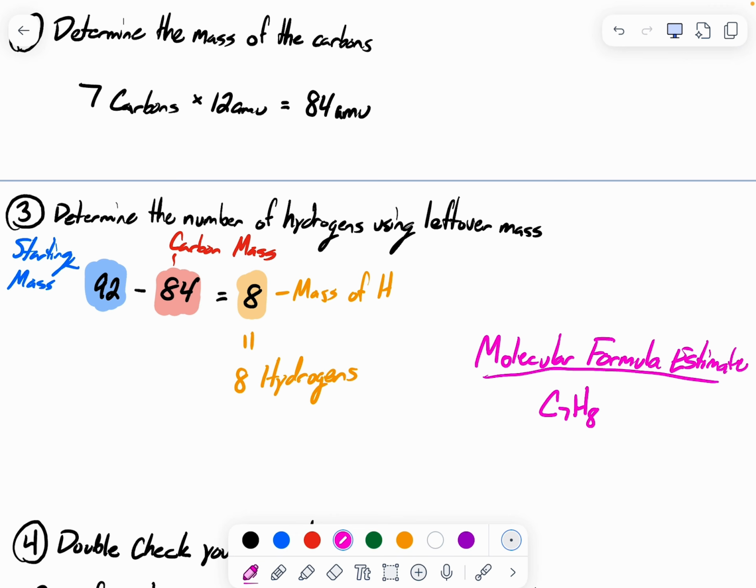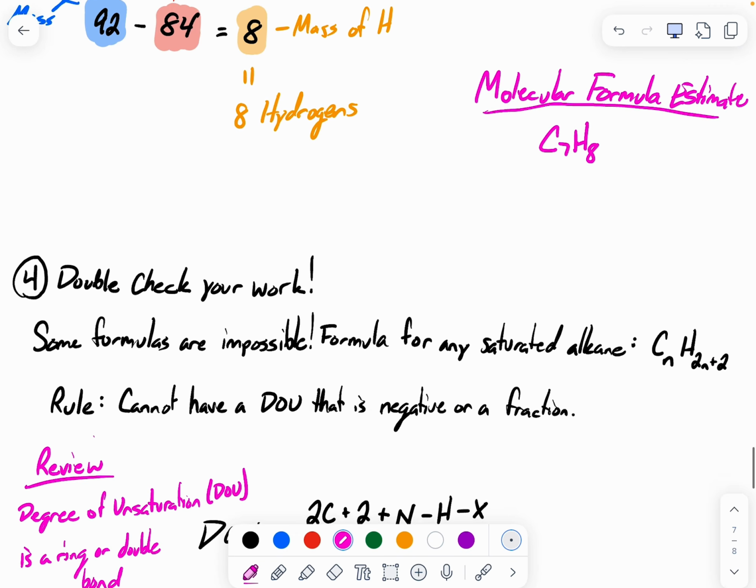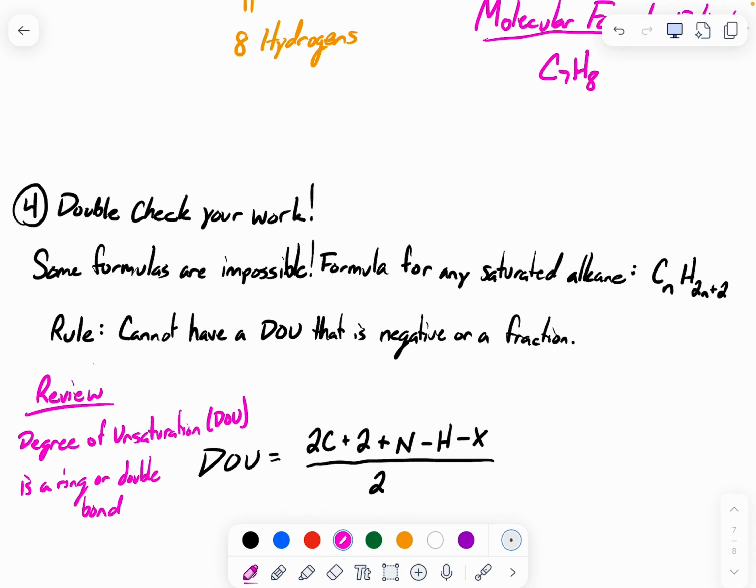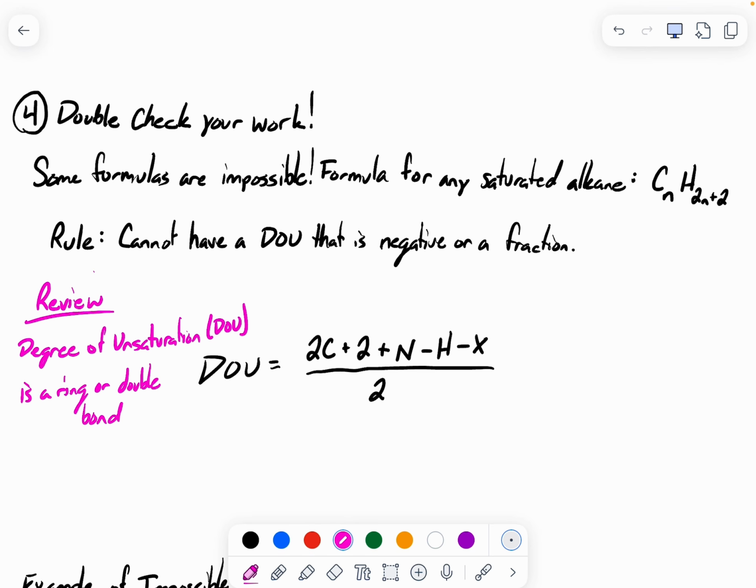From here, the last step is to always double check that your formula is even possible. Some formulas you can't do; others you can. The way to really check your work is by comparing to the DOU within a molecule, so flashbacks to CHEM211. DOU is degrees of unsaturation. As a reminder, these tell you if there are rings or double bonds in your molecule.